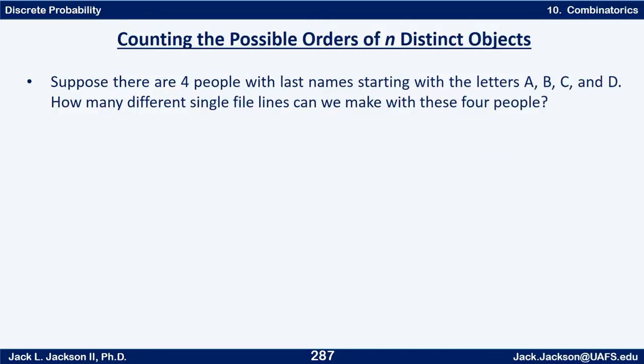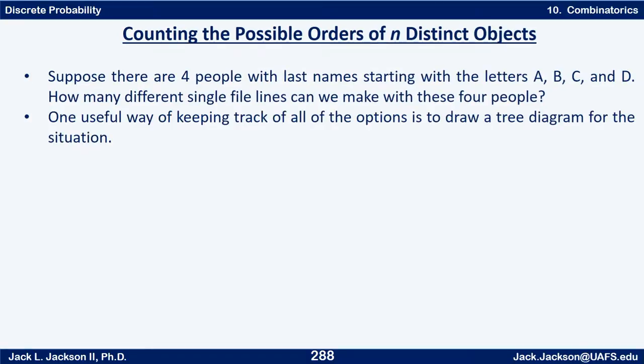So here's a problem we want to look at. Suppose there are 4 people with last names, just to make it easy, say start with letters A, B, C, and D. How many different single file lines can we make with these 4 people? What can we do to solve this problem?